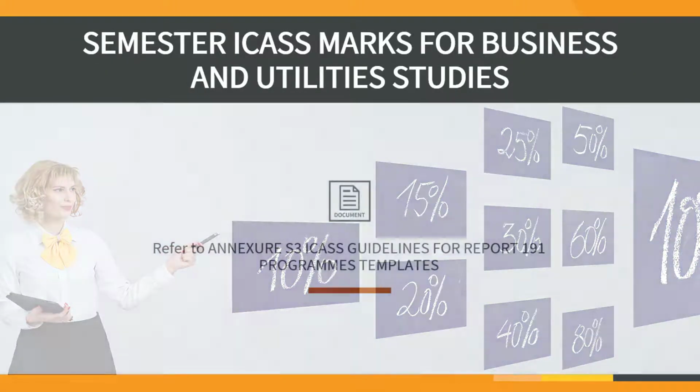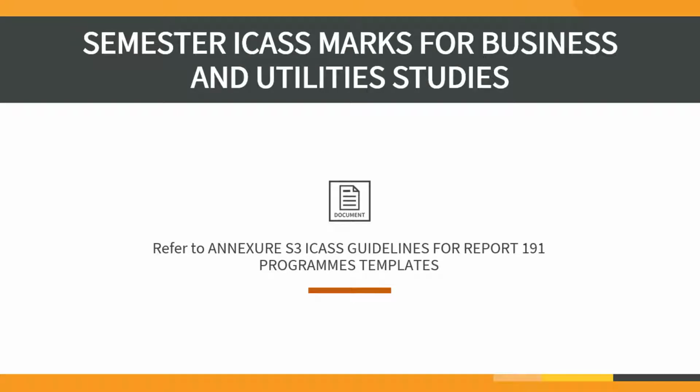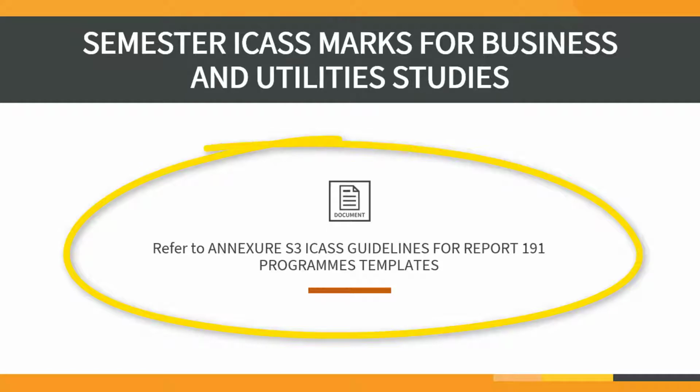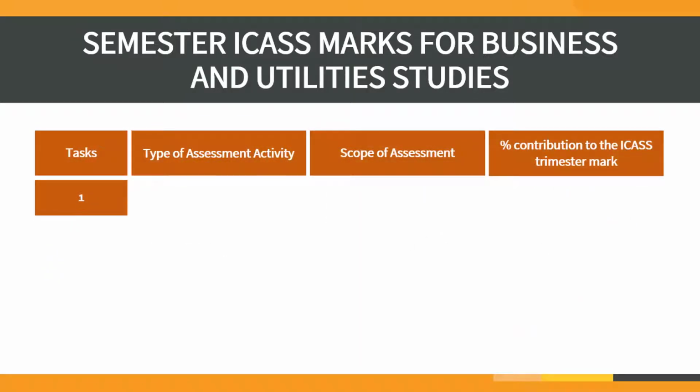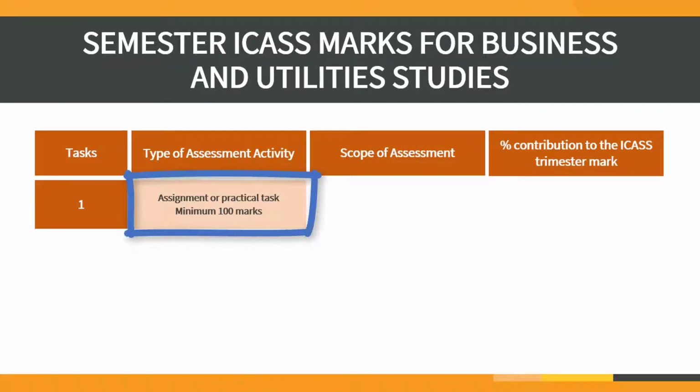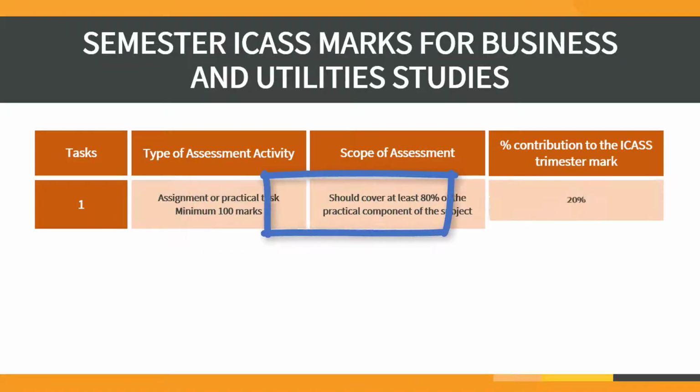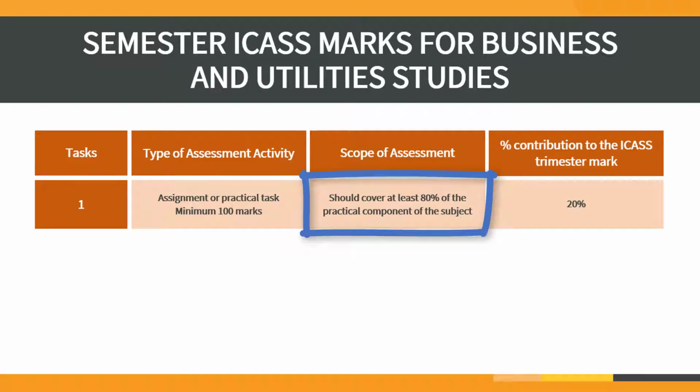Now let's have a look at how the ICASS marks for business and utilities studies are made up. Remember that you can refer to Annexure S3 of the ICASS guidelines for Report 191 program templates. You'll notice that for both business and utilities studies, there must be a practical task with a minimum of 100 marks. This task should cover at least 80% of the practical component of the subject.